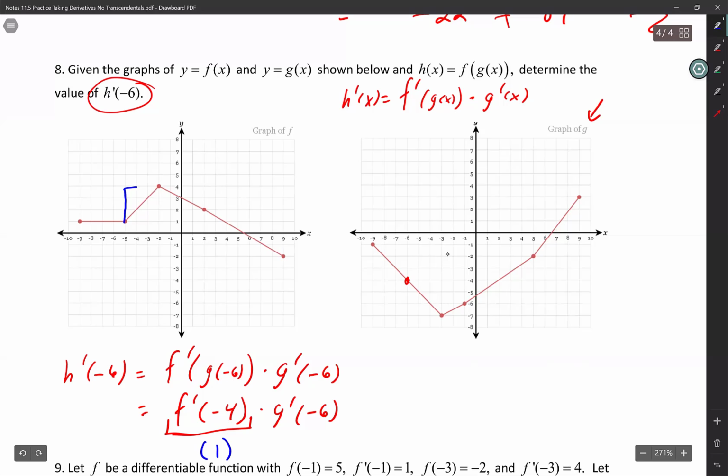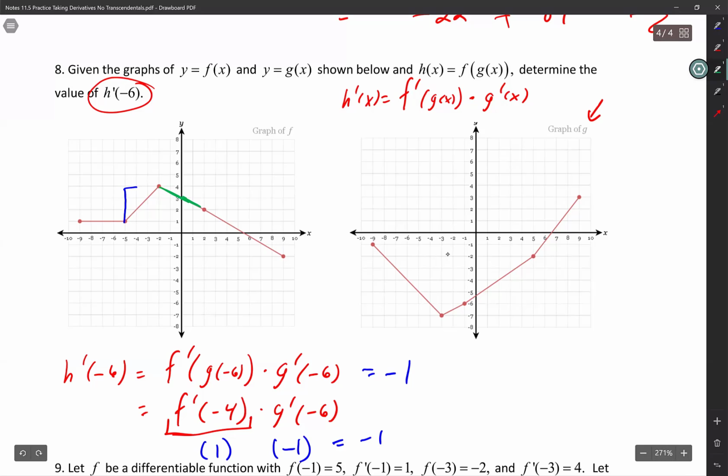And then g prime of negative 6. So I need to find the slope of this blue line there. Let's see, does it look like it's a negative 1? 1, 2, 3, 4, 5, 6. 1, 2, 3, 4, 5, 6. Yep, it's negative 1. You can't trust it, guys. Sometimes you got to go by the coordinates. Oh, by the way, the answer is negative 1. Sorry, I was already going off on a tangent. Good tangent, you get it?